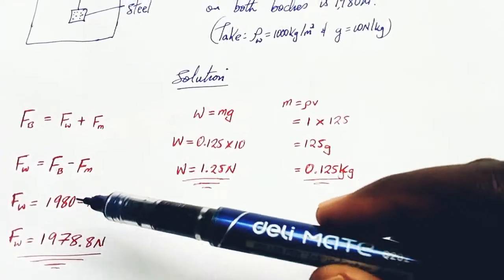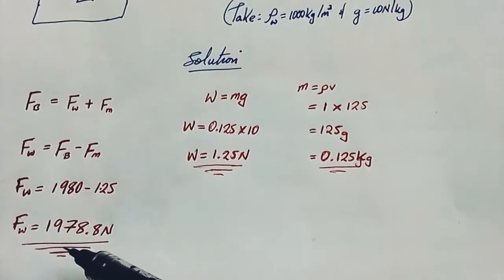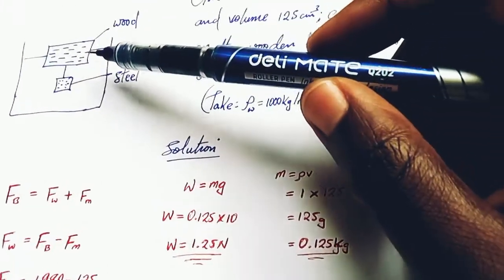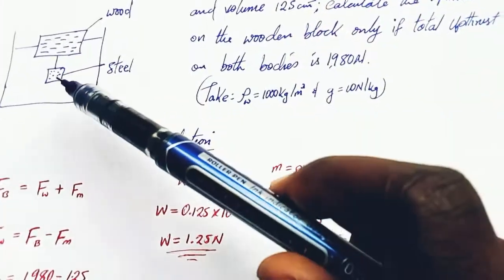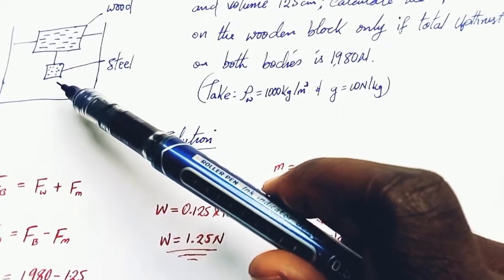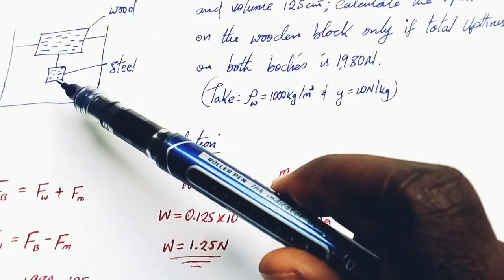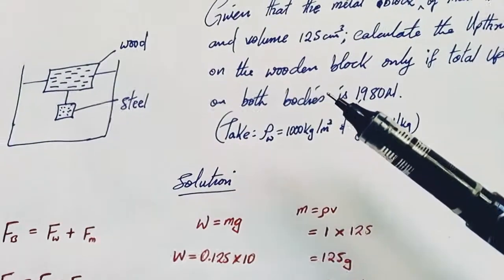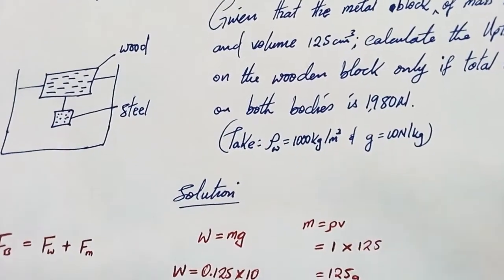So this is how I did my subtraction, and the buoyant force on the plank is greater. That is why this steel bar, in as much as it has got some buoyant force from the water, is not able to pull the wooden block down with it.